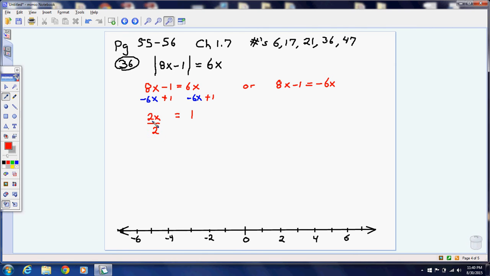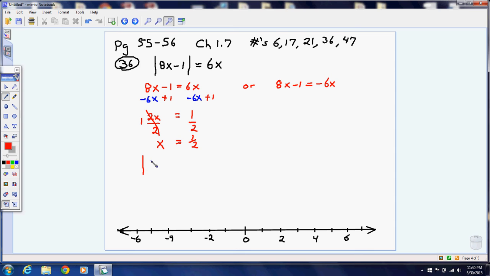Divide by 2 on both sides to get rid of that coefficient. 2 over 2 is 1, equals 1/2. Let's clean this up. X equals 1/2. Now we have to check for an extraneous solution.